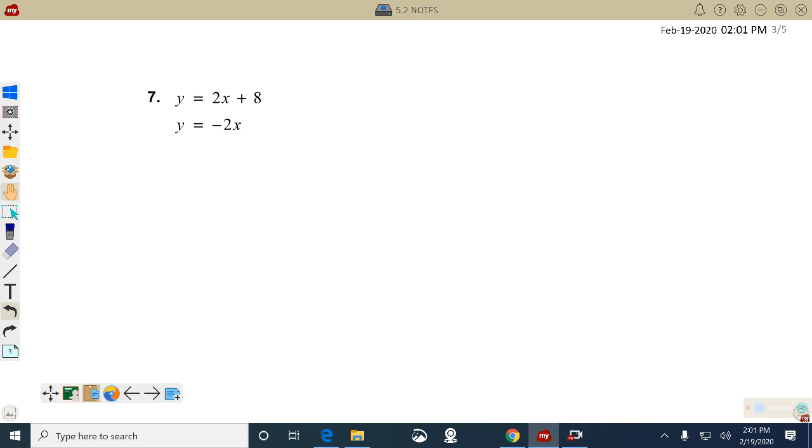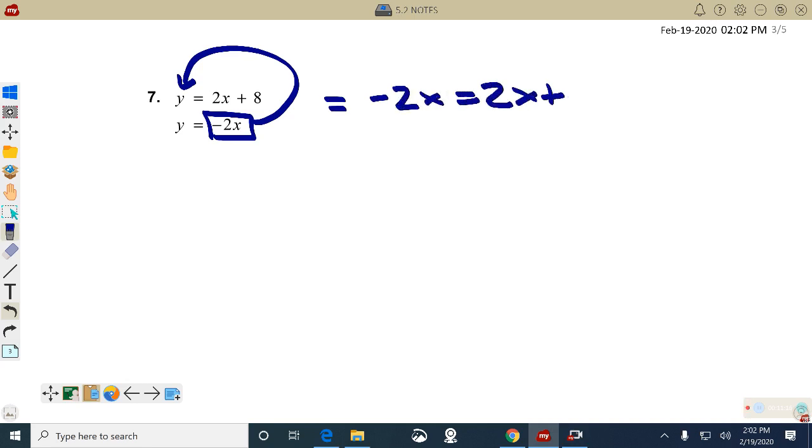I'm going to go fast now. Step 1, look, y is already solved for. I'll replace that into right there. So I'm going to rewrite the first equation, but instead of y, I'm going to replace it with negative 2x, because that's what y is. Look, negative 2x equals 2x plus 8. So I rewrote equation 1, but instead of y, I replaced it with negative 2x.